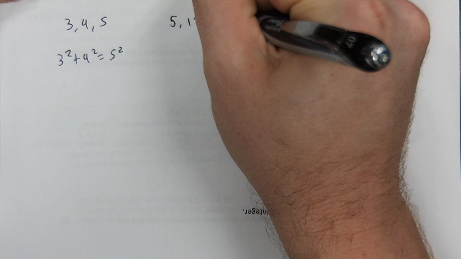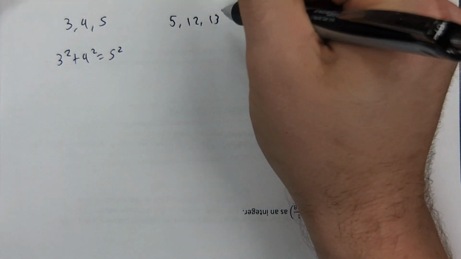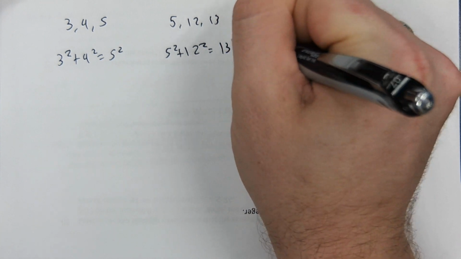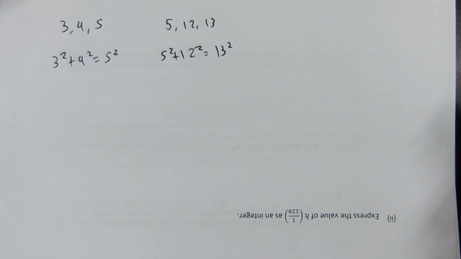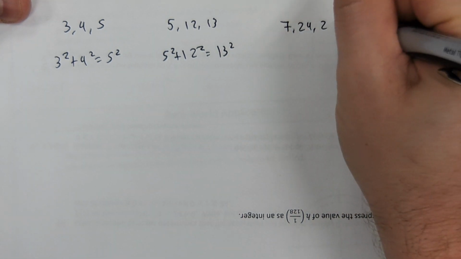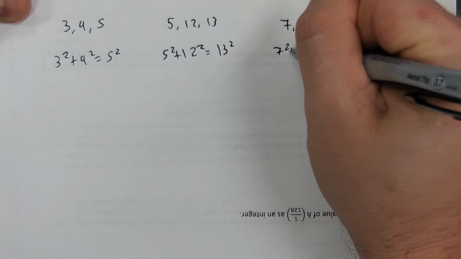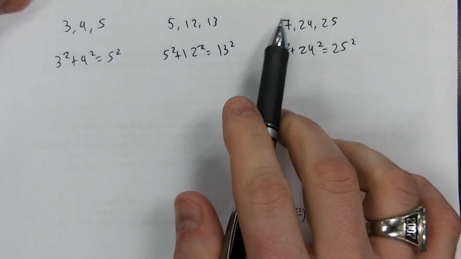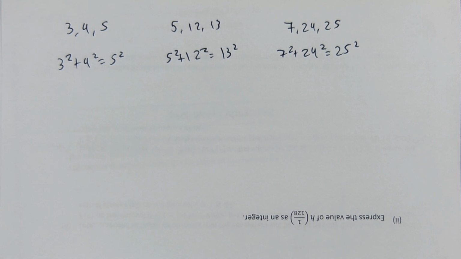5, 12, 13 is another one. 5 squared plus 12 squared equals 13 squared. They're just whole number right triangles. And then there's 7, 24, 25, where 7 squared plus 24 squared is 25 squared. There's one in between that I always forget. It's got a 19 or a 17 in it. I can never remember it, because you don't see it all that often.